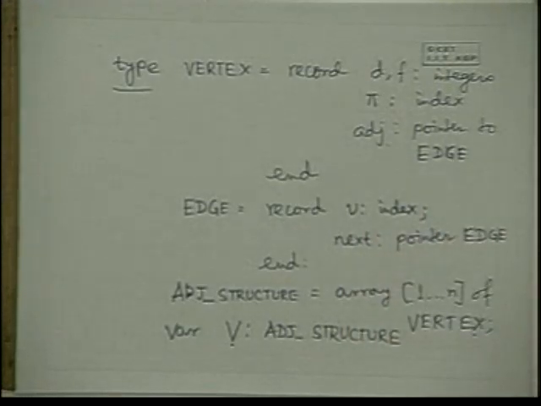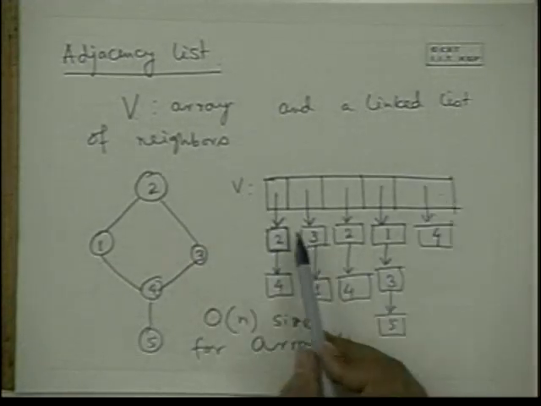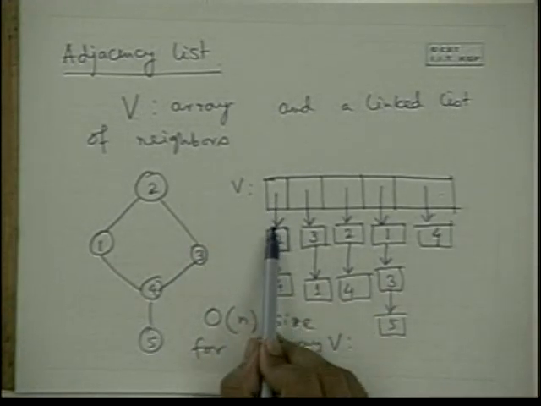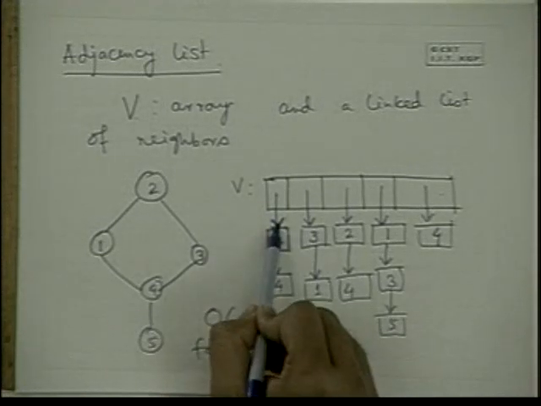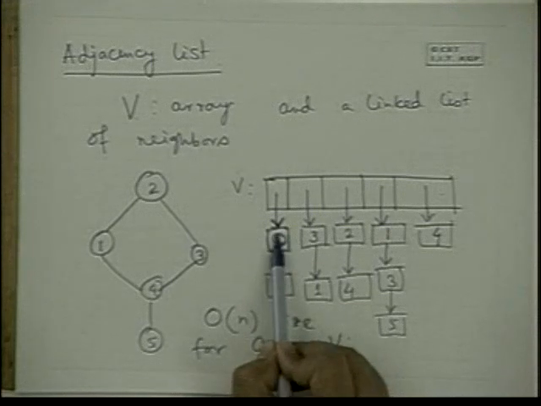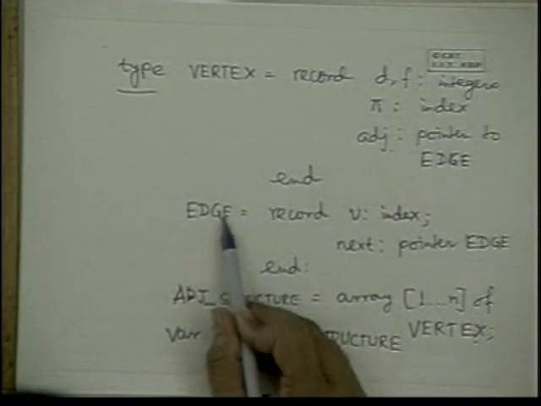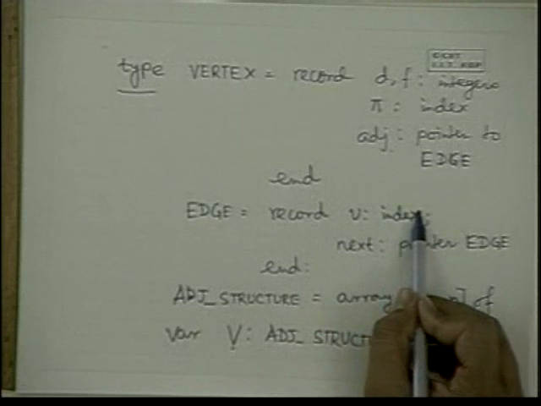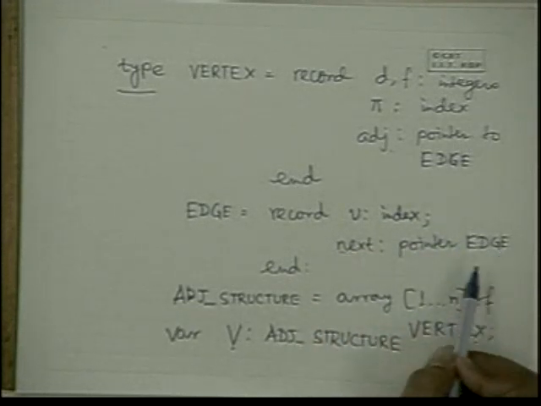So if you go back and check the adjacency structure here, you can see v is an array and this adj is nothing but a pointer to the linked list. So the adjacency structure will be nothing but a pointer to this edge, and edge will have what? It will have the index for the vertex, and then it has a pointer again. That's what it is here. You can check. If you go to edge, v is an index, and next is nothing but a pointer to a similar structure which is called edge.